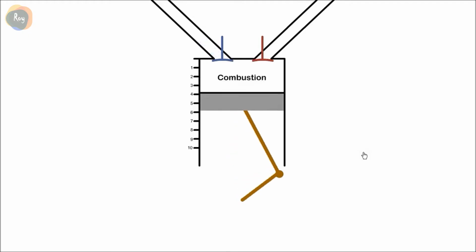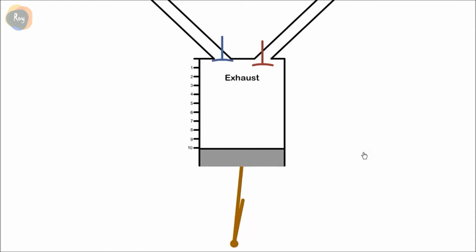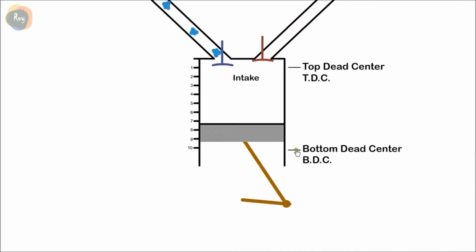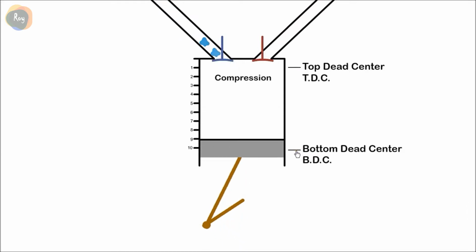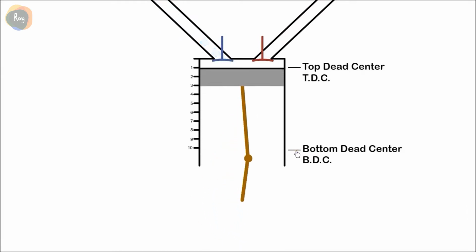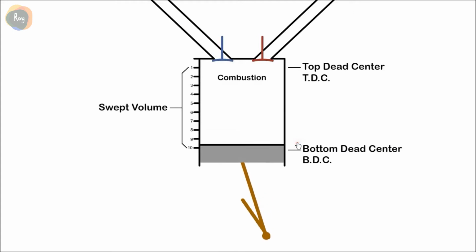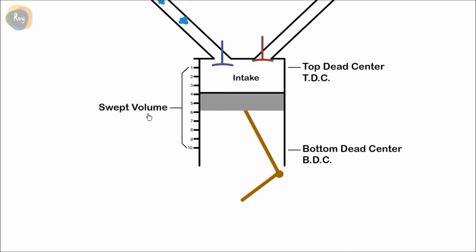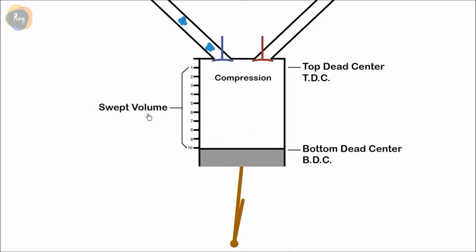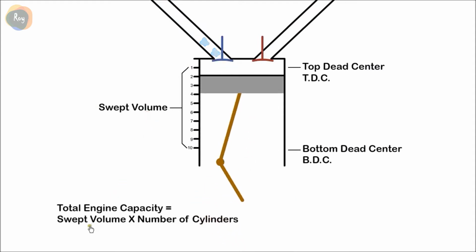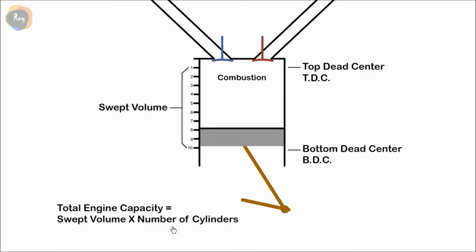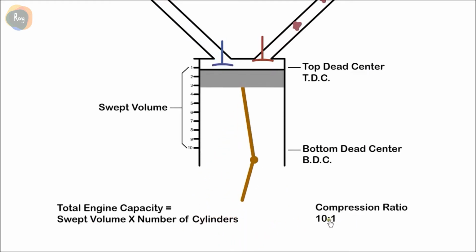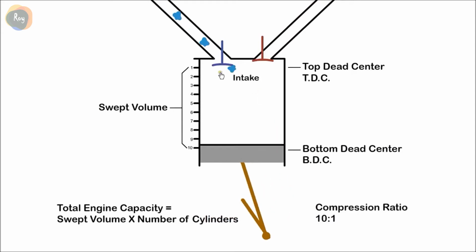The top position of the piston is called top dead center, TDC, and the bottom position is called bottom dead center, or BDC, while the volume between the two is called the swept volume. The total engine capacity is the swept volume multiplied by the number of cylinders. For this engine, the compression ratio is 10:1. A diesel engine would be higher at perhaps 20:1.